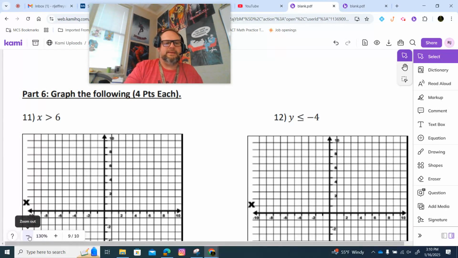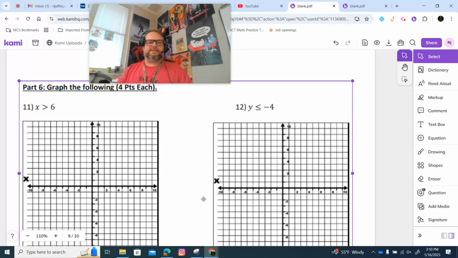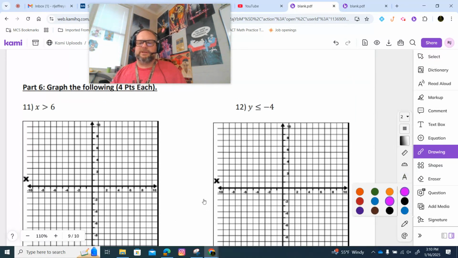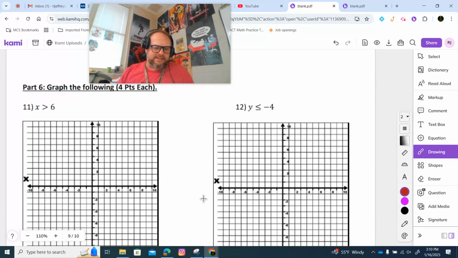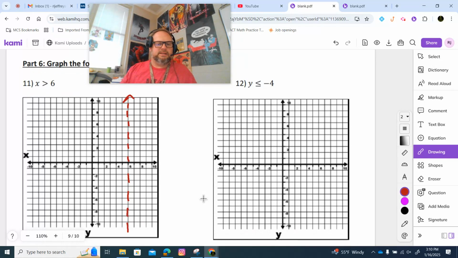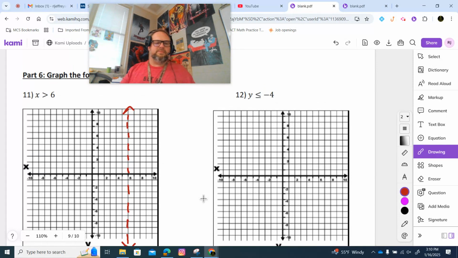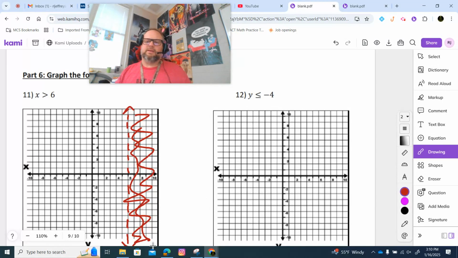All right. Part 6. I actually numbered the parts correctly this time. Yay. All right. X is greater than 6. All right. Is this dotted or solid? Dotted. So we go to 6. We do some dots. All the numbers that are greater than 6 are somewhere over here. All right.